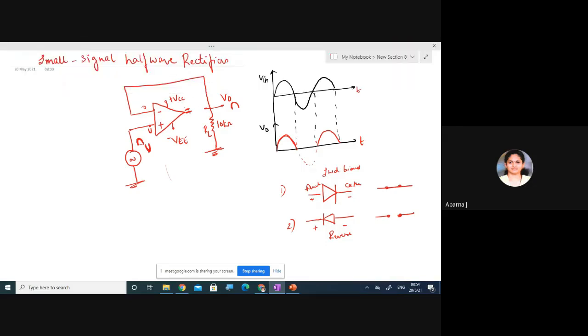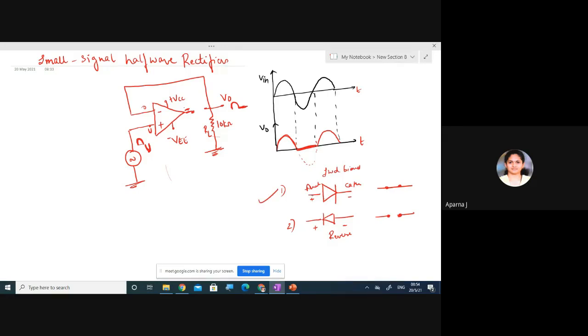Okay, output is at minus Vsat here. But since there is no connection between this point and this, the output V naught, where it is connected to the load via ground, will be 0. Here you can see that for the negative cycle the output will be 0. So this is what is achieved by connecting the diode.